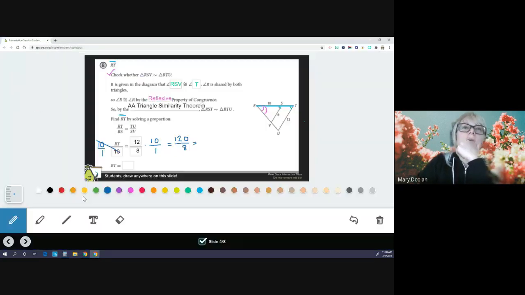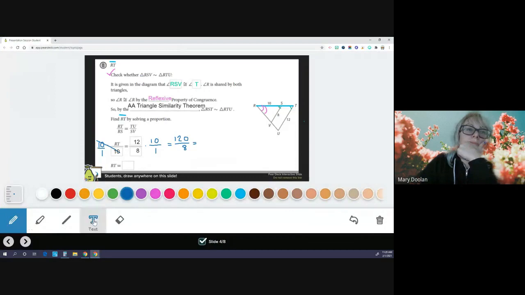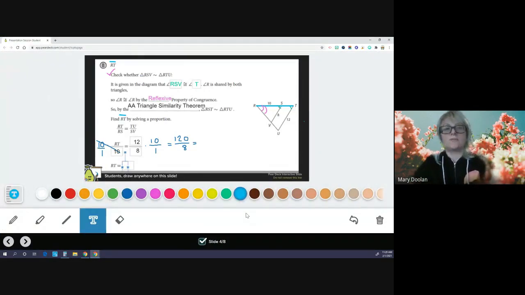All right, so length of RT is 15. Okay, so that's this entire length of RT. And I mean, this answer does make sense, right? Because if you look up at the picture, the side length RS is only 10. And then, so this entire side length should be more than 10. This is more than 10.